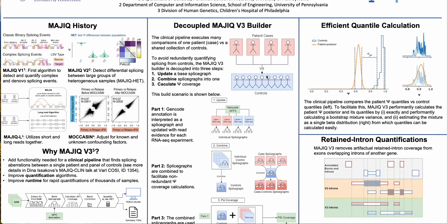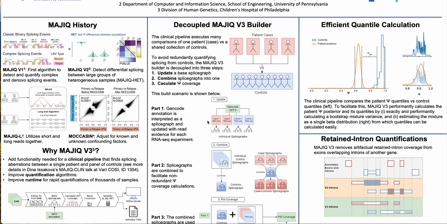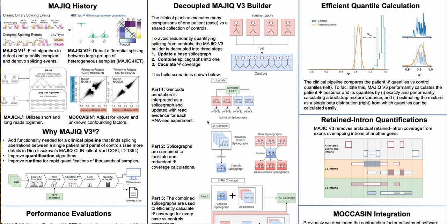To avoid this, we decoupled the builder into 3 steps. The first step uses RNA-seq read evidence to update a base splice graph from the transcriptome annotation. The second step combines 2 or more splice graphs into one. The third and final step calculates splicing event coverage from RNA-seq evidence and an input splice graph. Used together, these 3 steps enable efficient quantification of splicing variations for many, perhaps incrementally added, case controls comparisons.